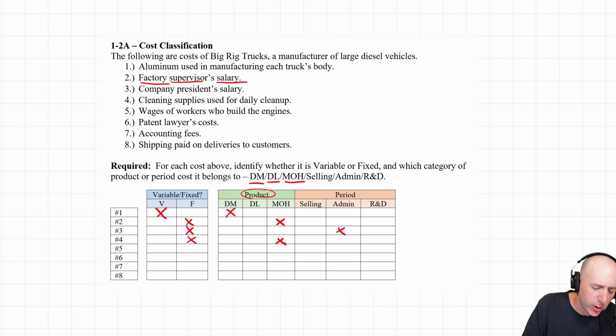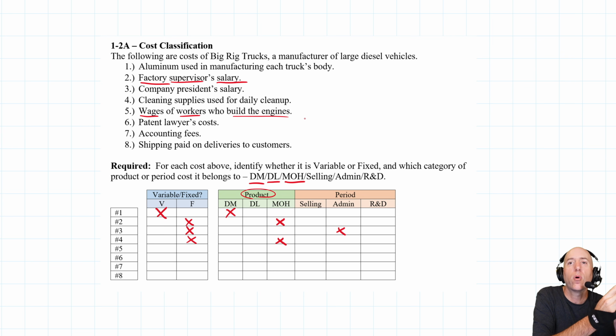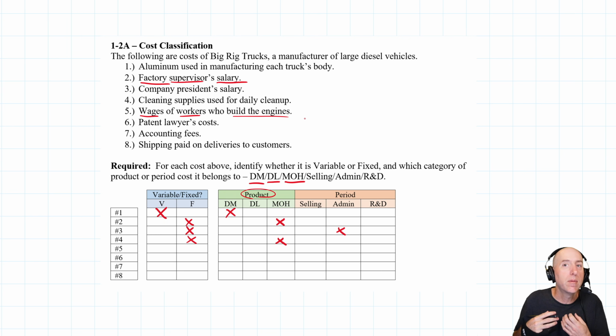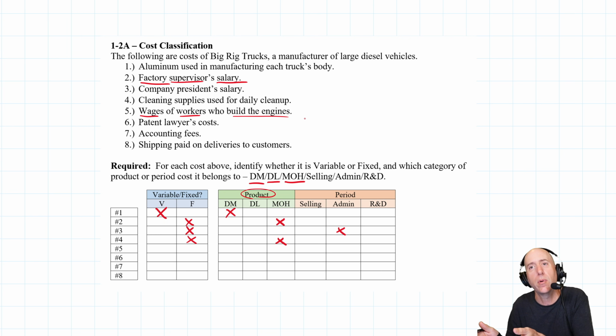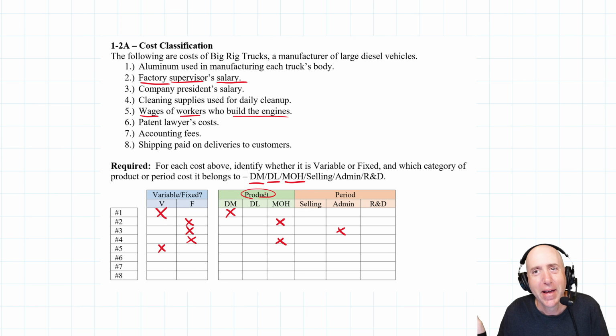Wages of workers who build the engines. This is another source of frequent debate in my class, but I'm here to tell you wages of workers building the engines is a variable cost in every intro management accounting course. And the idea is if you're making more trucks, you're going to be spending more on labor. If you make fewer trucks, you're going to spend less on your labor. You're bringing in more people as you get busier, you're bringing in fewer people, giving fewer shifts as you are less busy.